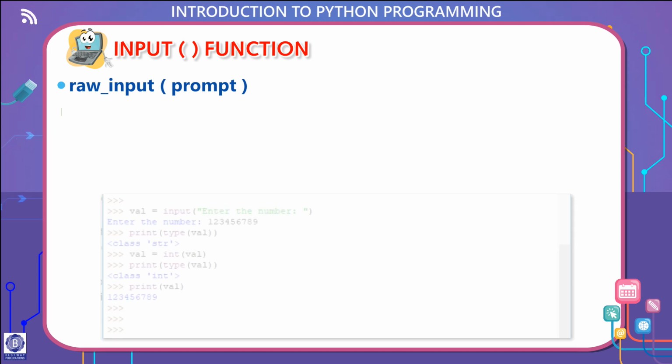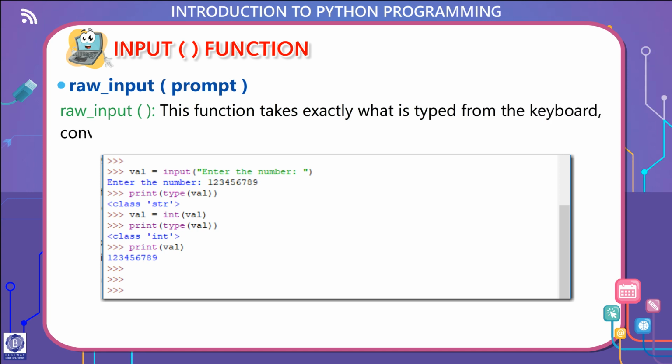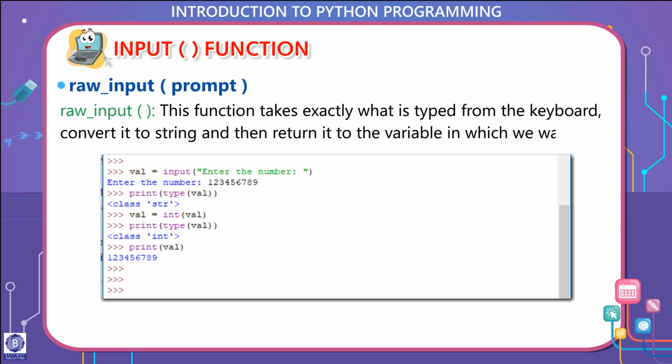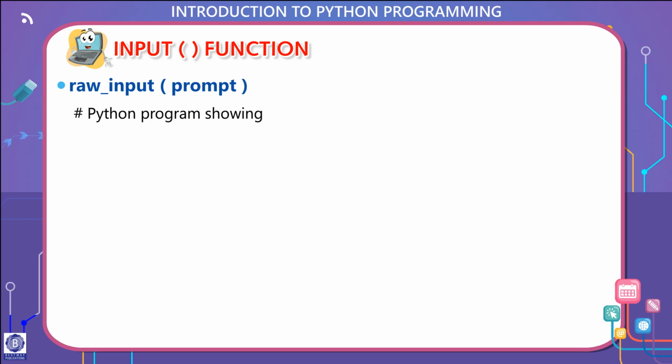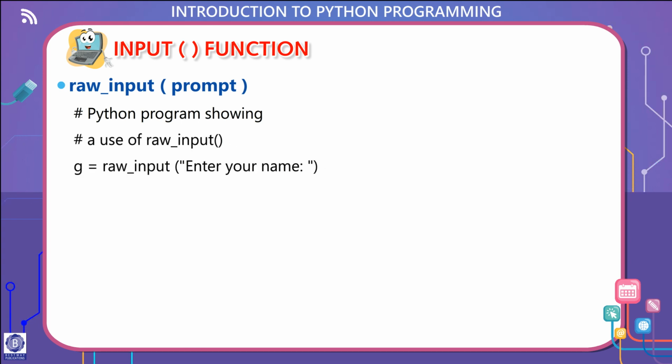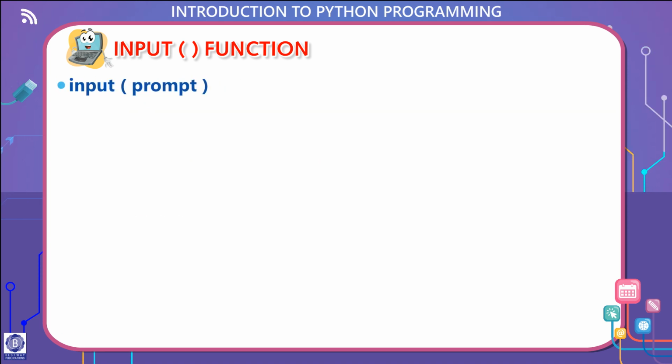raw_input(prompt). This function takes exactly what is typed from the keyboard, converts it to a string and then returns it to the variable in which we want to store it. For example, #Python program showing #a use of raw_input. G is equal to raw_input("Enter your name"). Print G. Output. Input prompt.